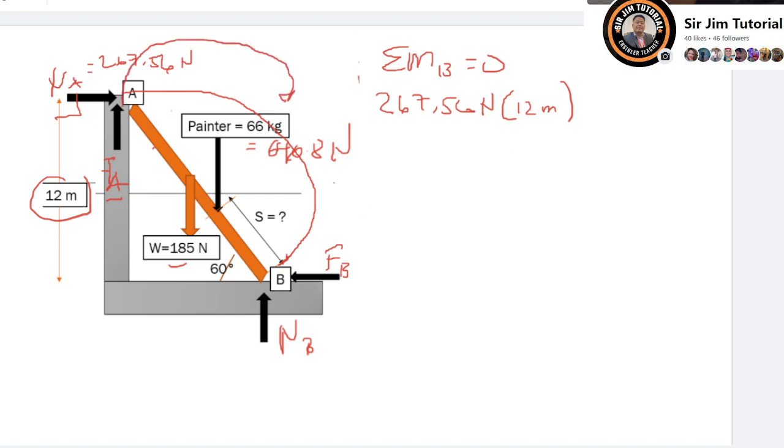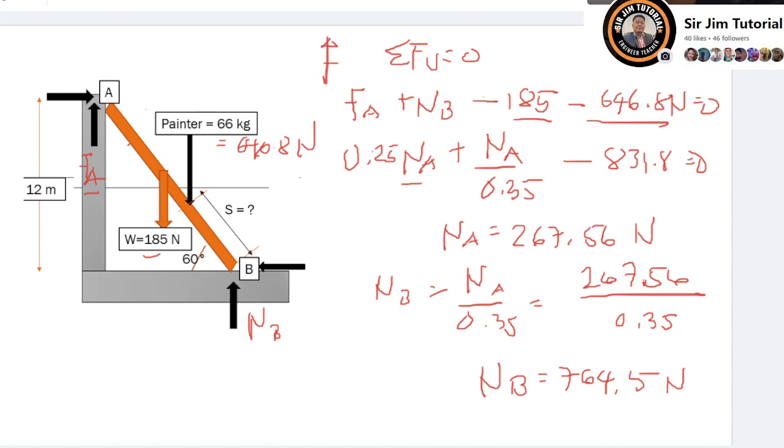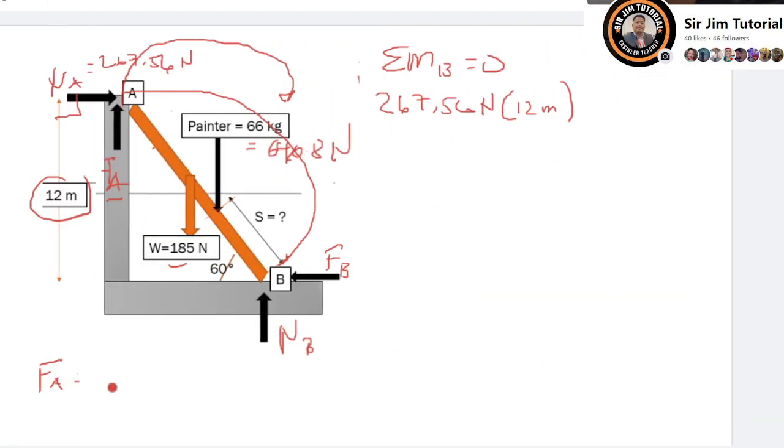It's also clockwise. Okay, what is FA? It's 0.25 of NA, which is 267.56. This is NA. Okay, this one is the coefficient of friction. 0.25 of NA will give you 66.8 Newton. Now this FA is rotating in this clockwise direction, so that means it's also positive. That is 66.8. Okay, this is FA.